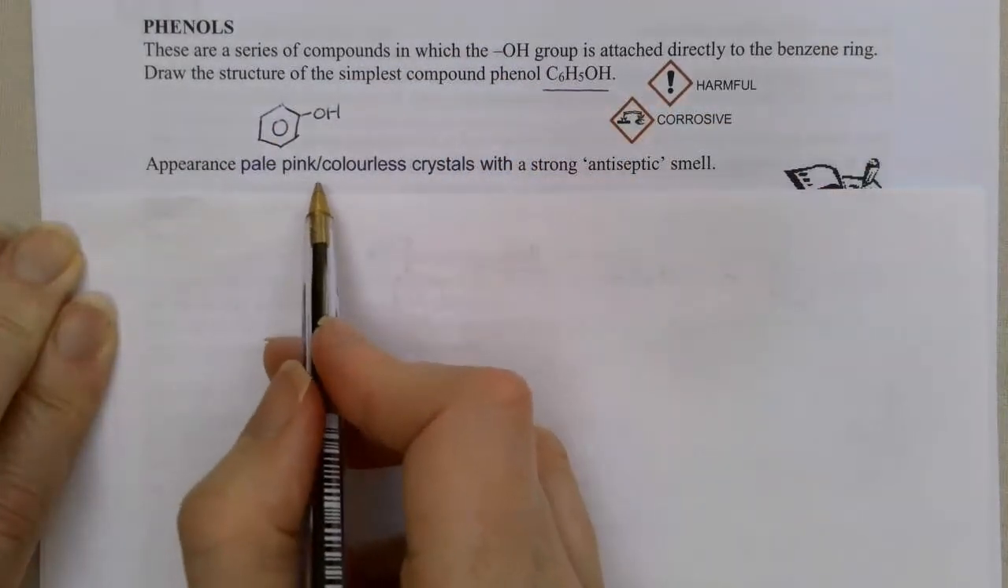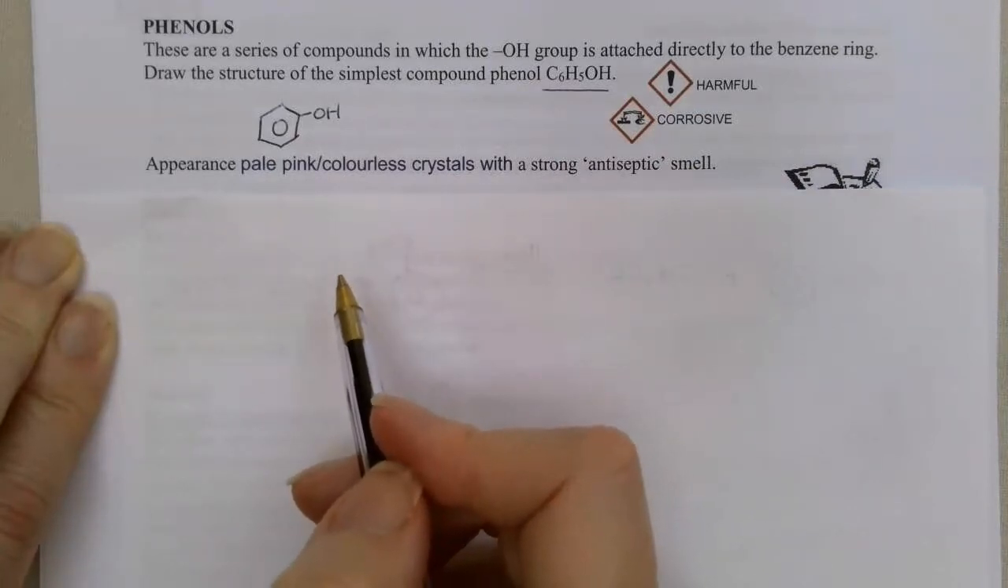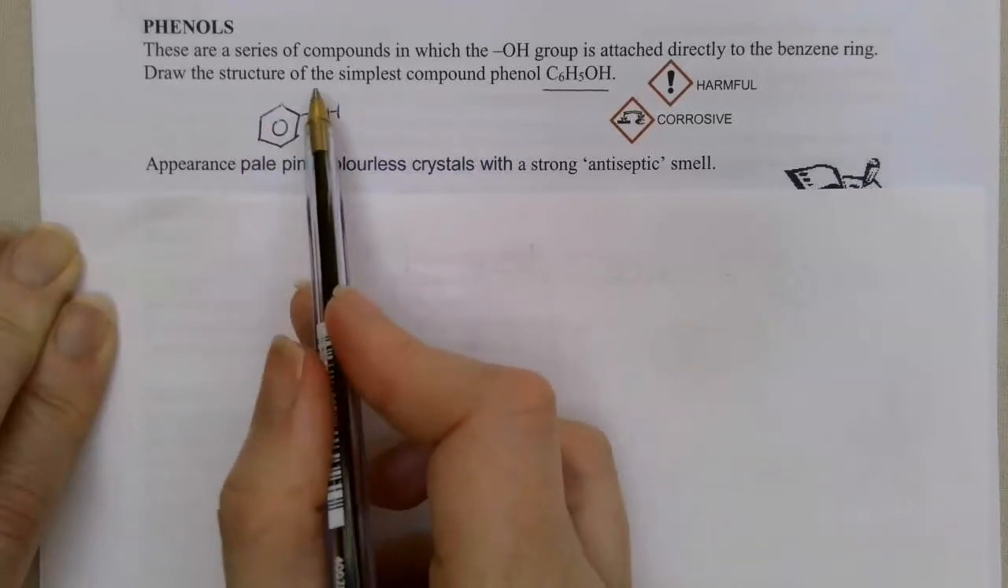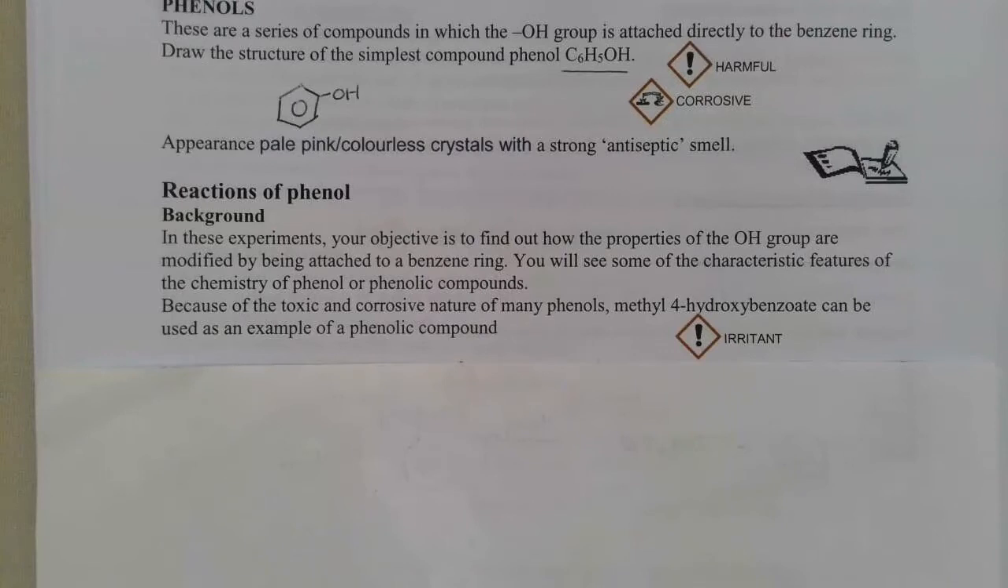So it's C6H5OH. They're pale pink crystals and they have this strong antiseptic smell. The reason for that is it's better known as carbolic acid. Carbolic acid was one of the first antiseptics ever used, and that's why it has a strong antiseptic smell. It's not used nowadays because it's also quite corrosive and does cause cancer. So we're going to do a series of experiments looking at the reactions of the phenol. You don't need to know all of them, and I will star the ones that you need to be aware of.